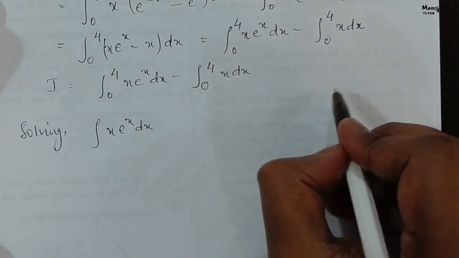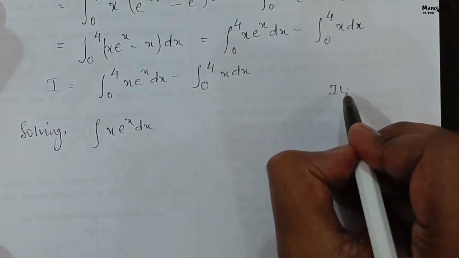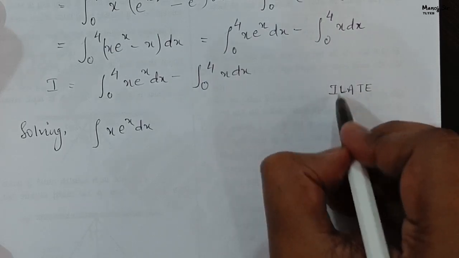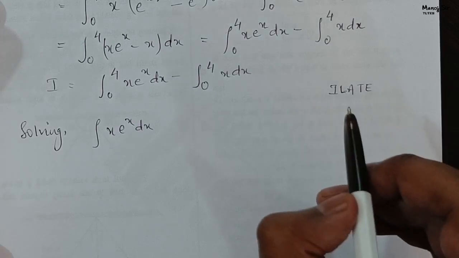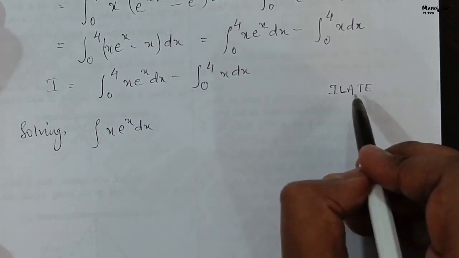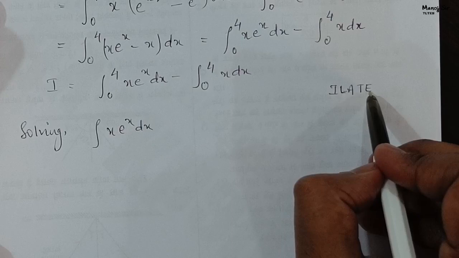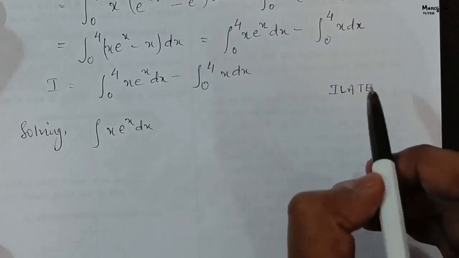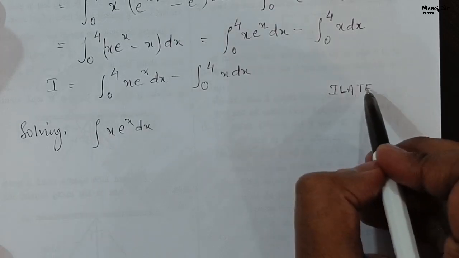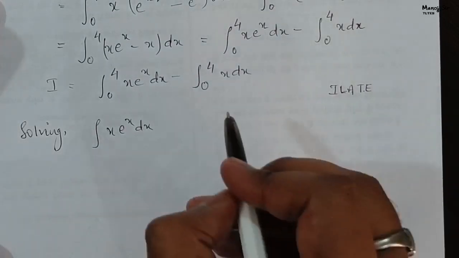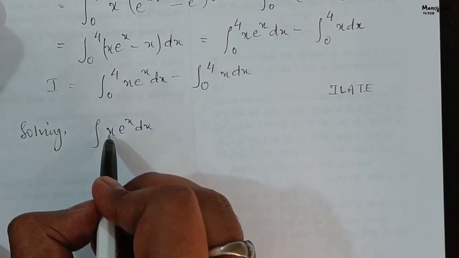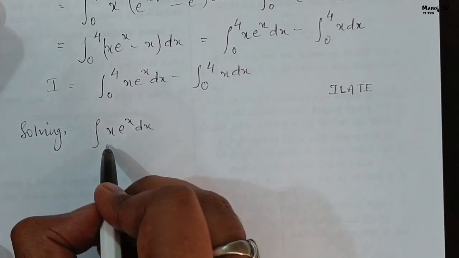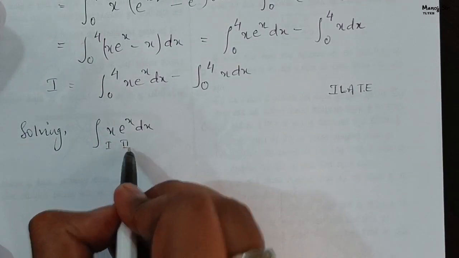You must have heard about ILATE. I stands for inverse, L for logarithmic, A for algebraic, T for trigonometric, and E for exponential. Now compare this with this. x is algebraic and e to the power x is exponential. So we can say this is my first function and this is my second function.